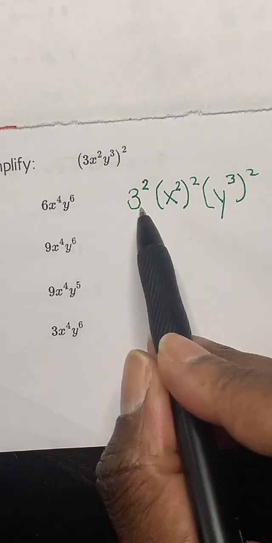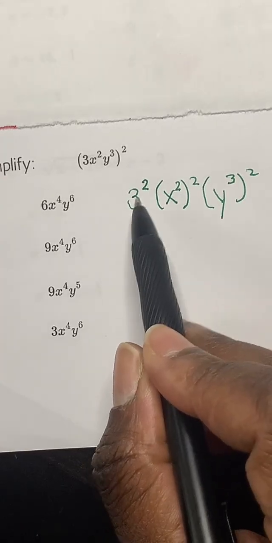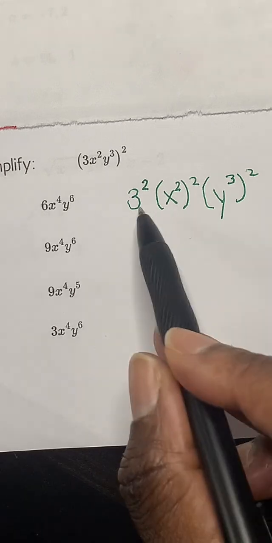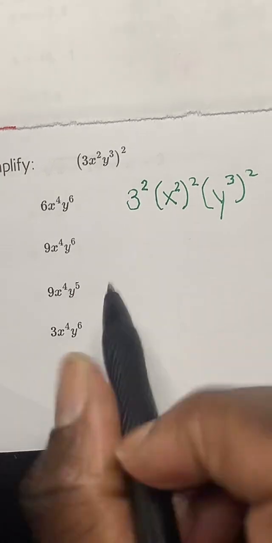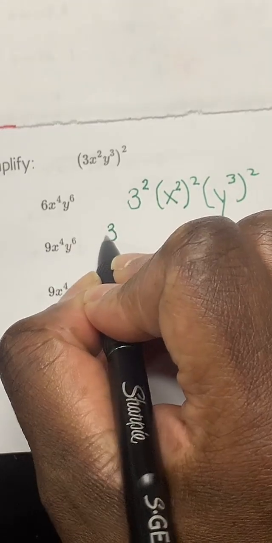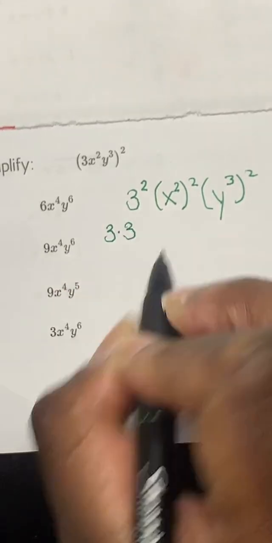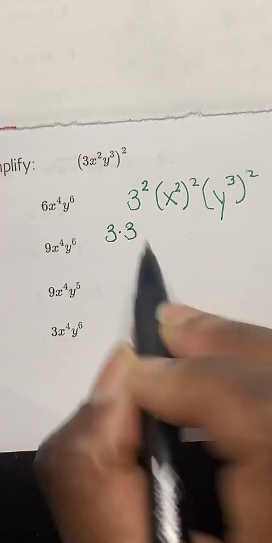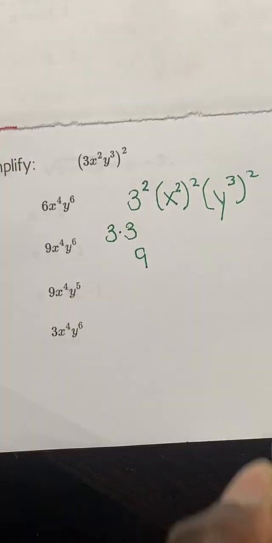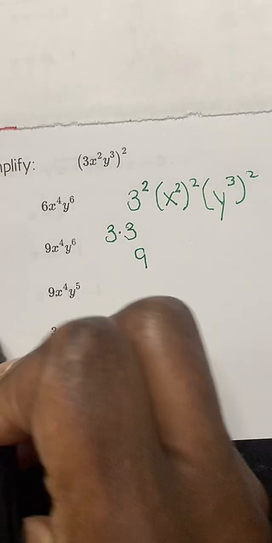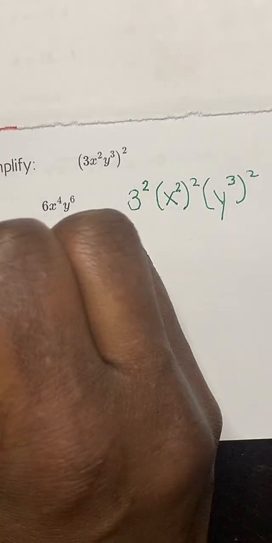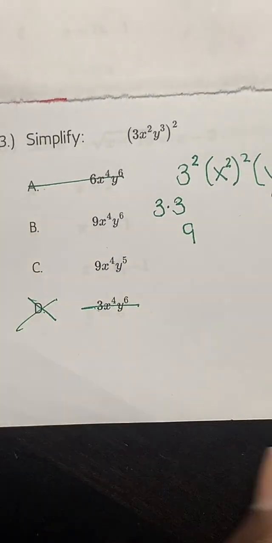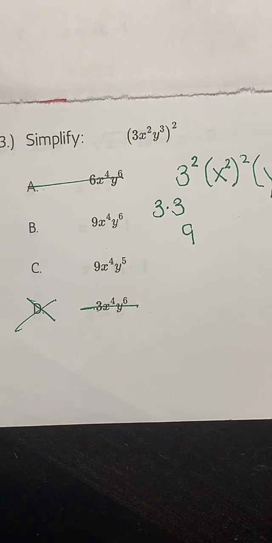So this is where we have to start off. We have to raise the 3 to the second power. Now 3 to the second power is not 6. It's not 3 times 2. This is telling me that I'm taking this base of 3 and multiplying it by itself 2 times. So that means I'm doing 3 times 3, which gives me 9. Once I see that 9, that means D is gone as well as A. So now I'm limiting it between B and C. This is a process of elimination.